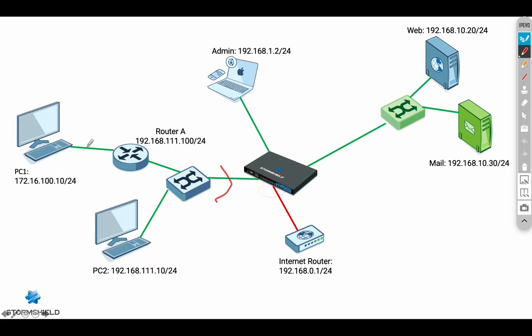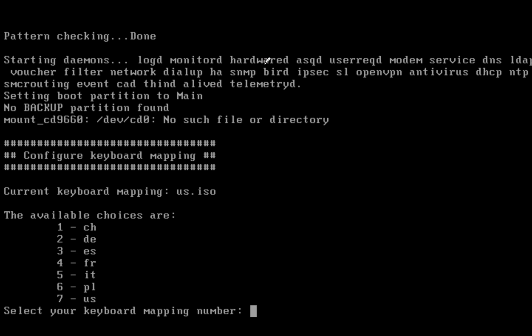In this LAN, I have a different network, 172.16.100.0/24, behind a router. So we have some routing inside. But on this side, we have the network 192.168.111.0/24. Now, my machine is connected to one interface of the firewall for management purposes.